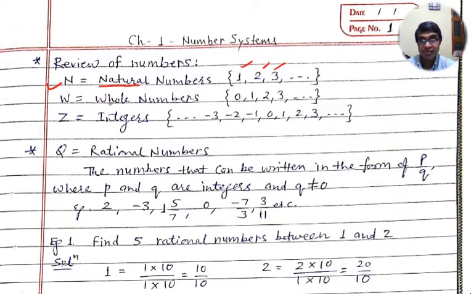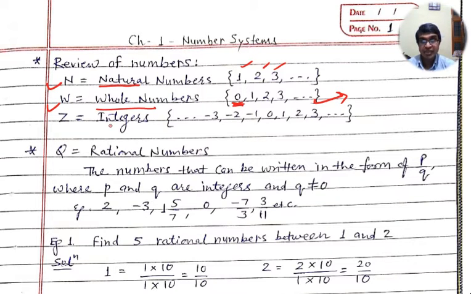The second type is whole numbers. Whole numbers include 0 also. Here all the natural numbers are there plus this 0, which means it starts from 0, 0, 1, 2, 3 and so on up to infinity. These are whole numbers, and we represent whole numbers by W.